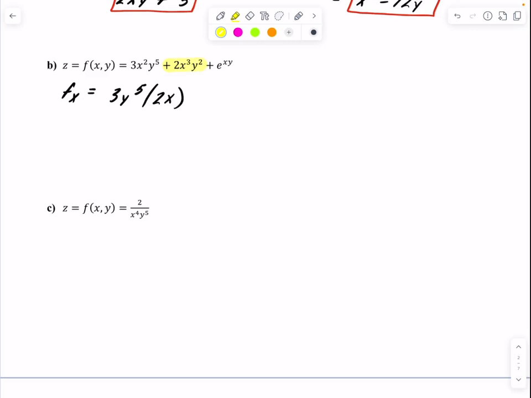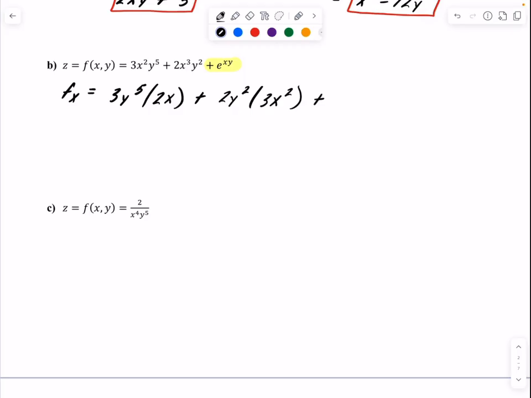I'm going to move on to taking the derivative of my middle term with respect to x. So y is a constant. I'm going to go ahead and write 2y squared so it's out of the way. And I just need to take the derivative of x cubed. The derivative of x cubed is 3x squared. I'm going to take the derivative of my last term.